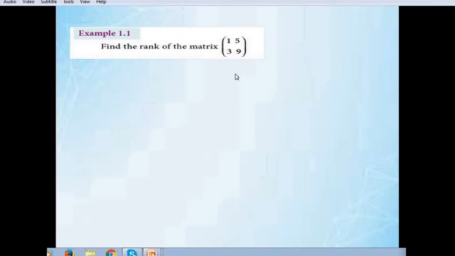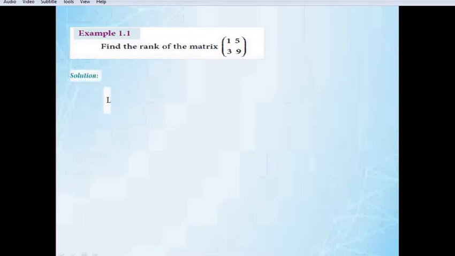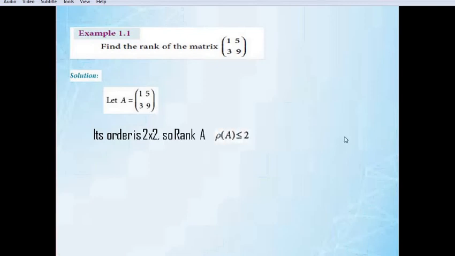So its rank cannot be 0. Next, let this matrix be A: 1, 5, 3, 9. Though it is not a zero matrix, its order is 2 by 2, so the rank of A is less than or equal to 2. Because it is not equal to 0, it may be 1 or 2.